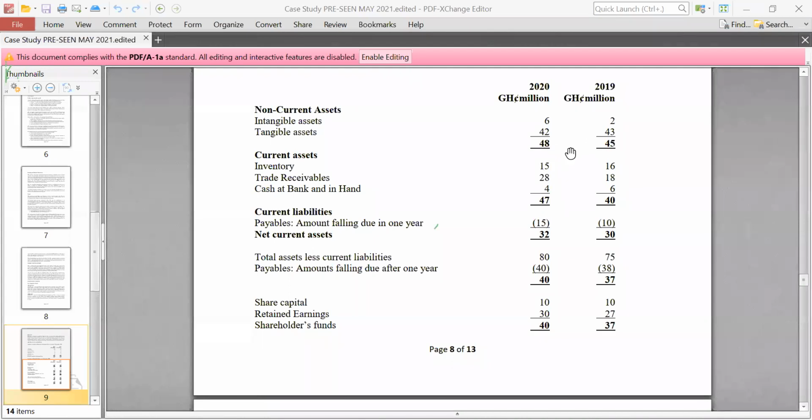The receivables. We see that trade receivables have increased. Why would this pharmaceutical company have trade receivables? Trade receivables means they have debtors, and the interesting part is that it has increased. When you check under retail and wholesale distribution, the second paragraph, hold on, let's go there.